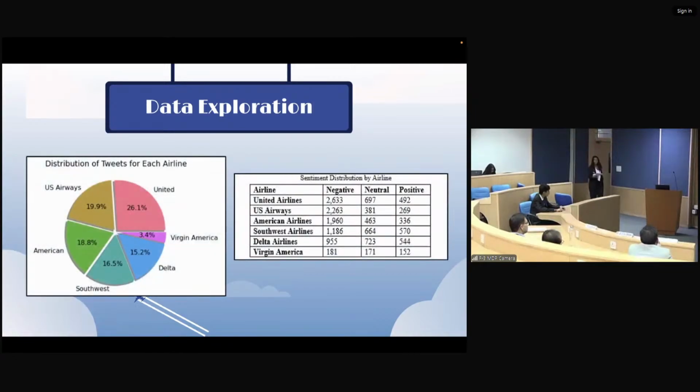And this is how the distribution was in the tweets. Virgin America, for example, has very little feedback because of less outreach and popularity, and similarly the distribution was there within the sentiments.